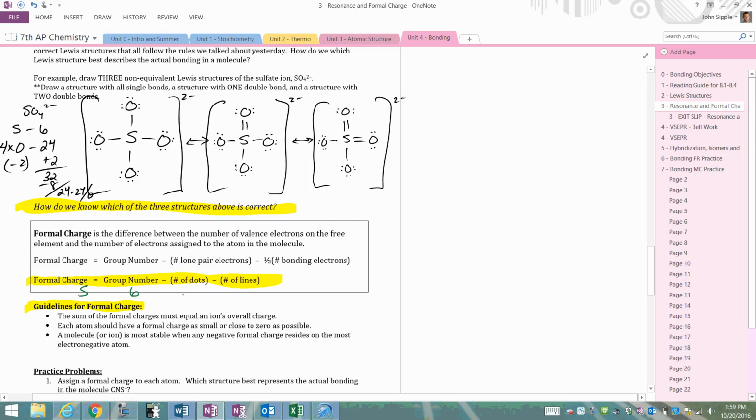Remember 6 for sulfur? Are there any dots around sulfur? 6 minus 0. And how many lines do we have? 4. Minus 4. We've got a formal charge of +2. Formal charge of +2 on sulfur.